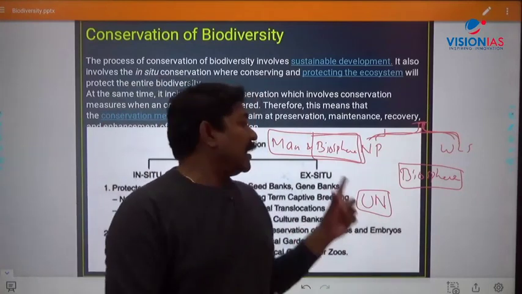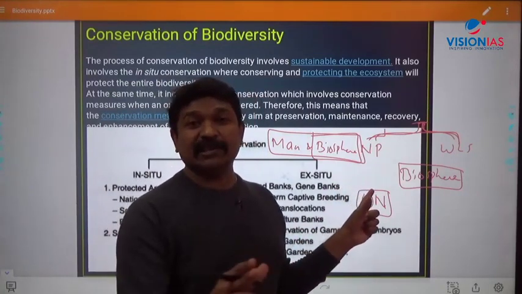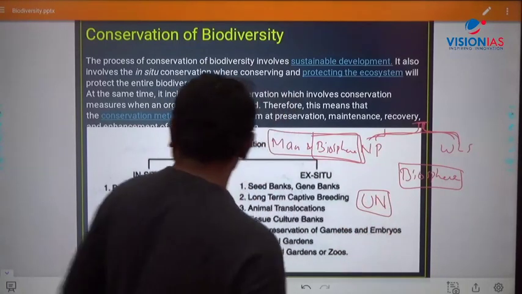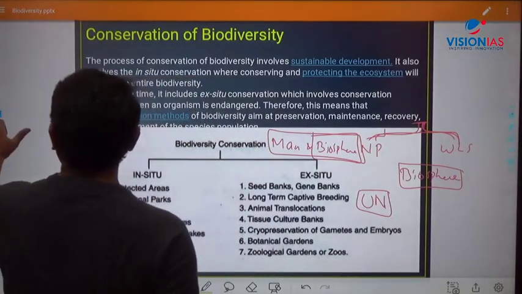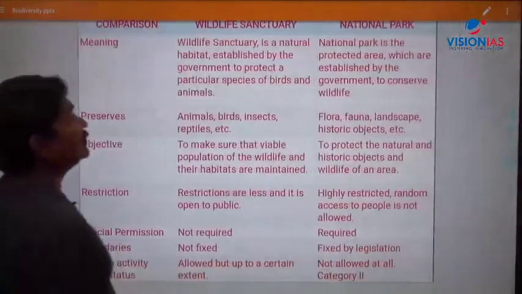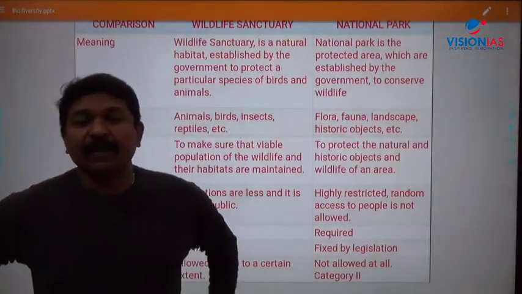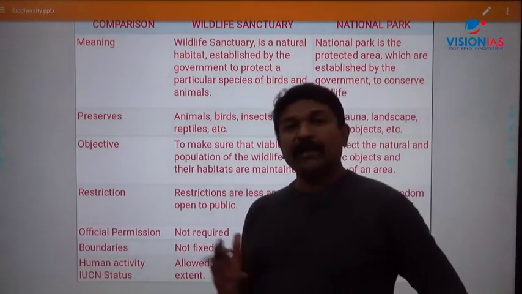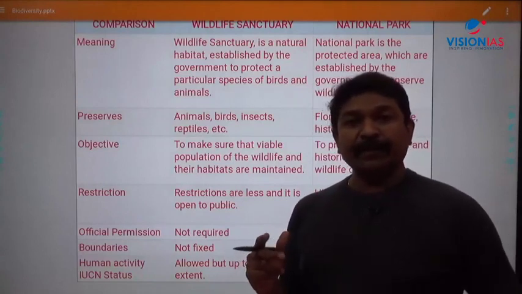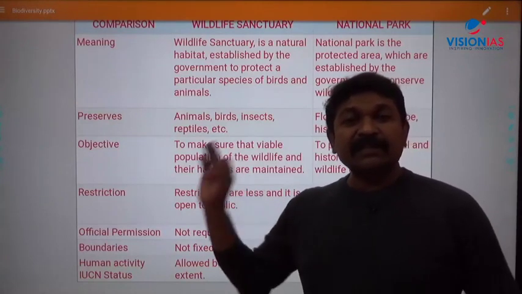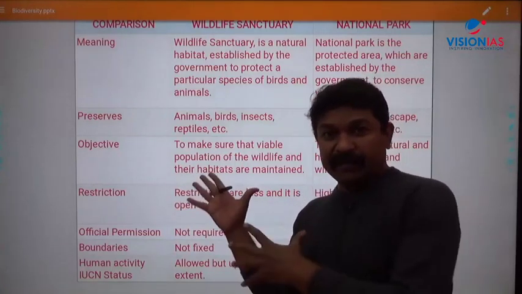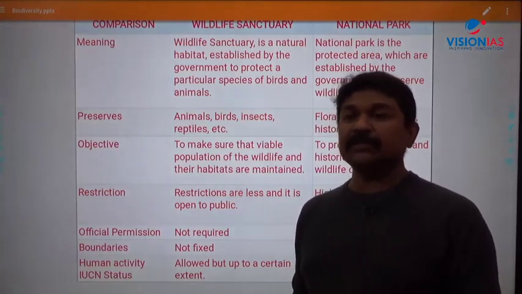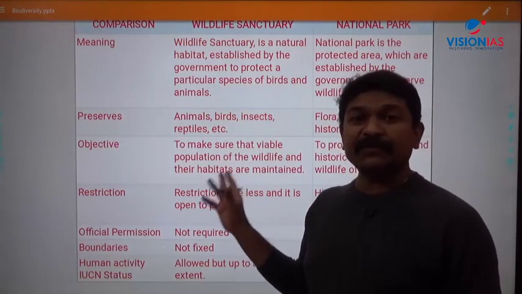Before that, let us start with the differences, the comparison between national parks and wildlife sanctuaries. Come on, let us see the comparison. Very important. Many people are unable to understand the importance of the national park and the wildlife sanctuary. What makes the difference between these two? If you have clarity regarding this comparison, you can definitely answer a good number of questions regarding wildlife sanctuaries and national parks.